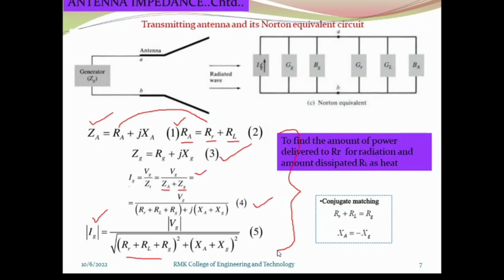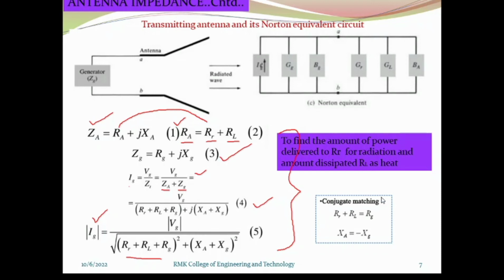In the case of conjugate matching, why are we going for conjugate matching? That is to get maximum power, right? So maximum power will be transmitted when source impedance is equal to antenna impedance. In order to match this, we have to go for Rg equal to Ra. Ra is nothing but your antenna resistance, that is Rr plus RL equal to Rg, and Xa equal to minus Xg.